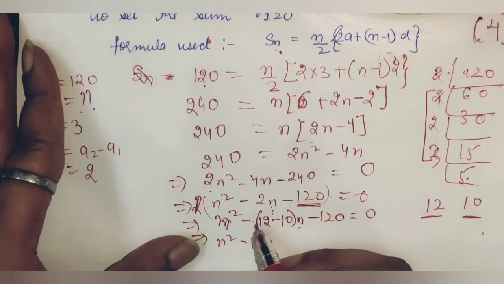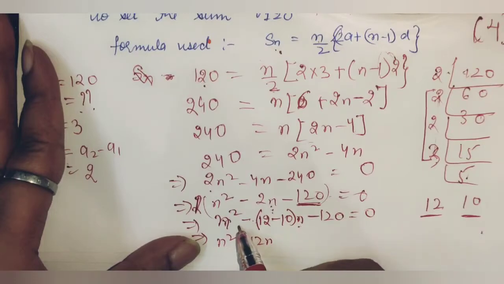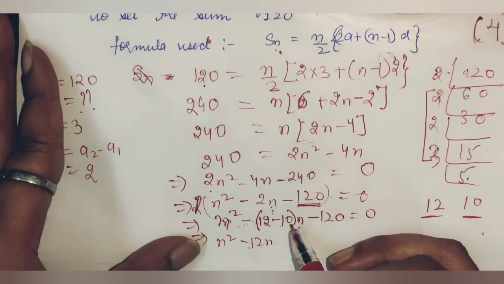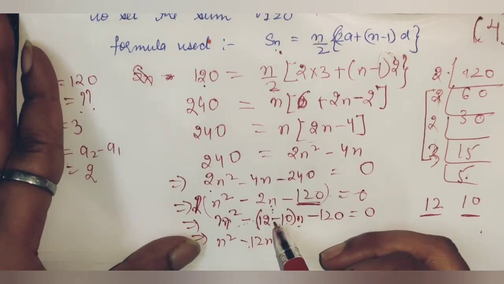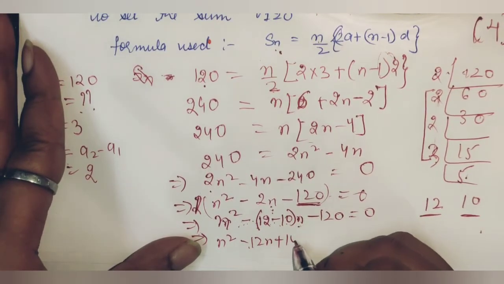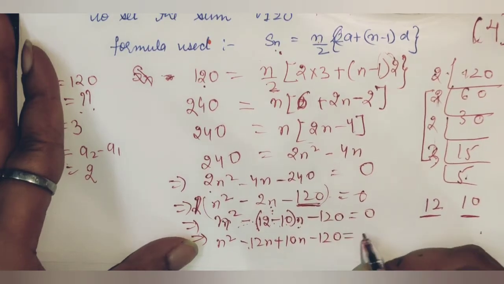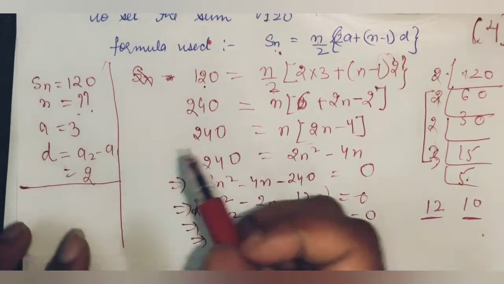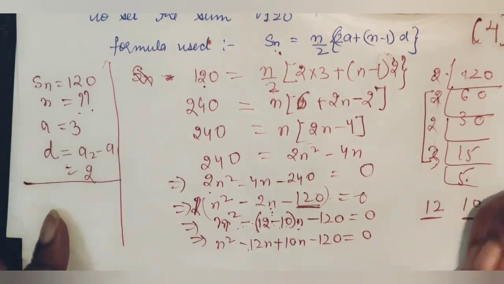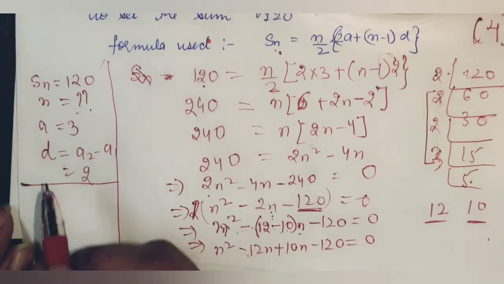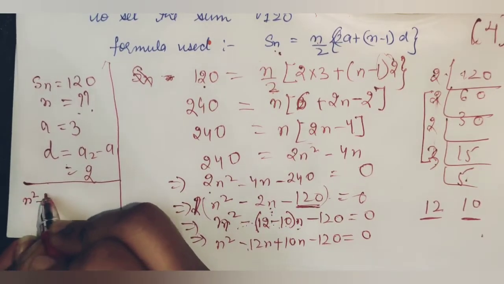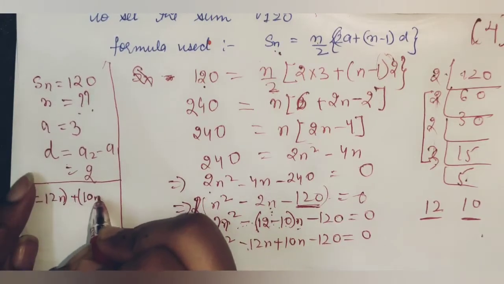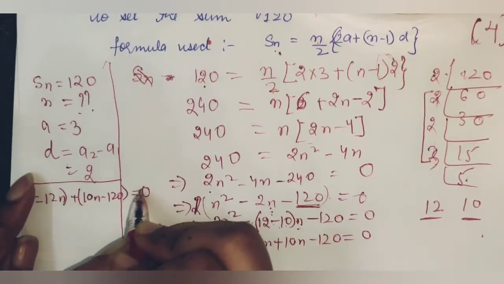Now after opening this bracket you have to correctly place the sign. So minus 12n for the first, and for 10 here there is already a minus sign, so minus minus will be plus. So 10n minus 120 is equal to 0. Solving the rest part here. So form the bracket: n square minus 12n in one bracket, plus 10n minus 120 in one bracket.